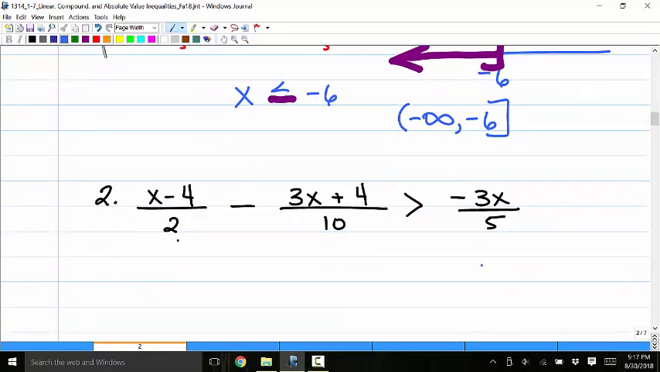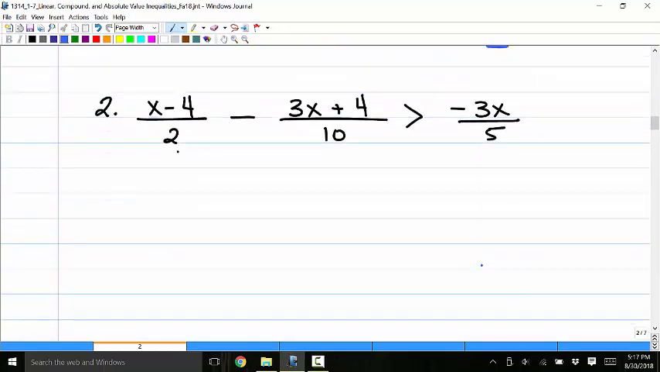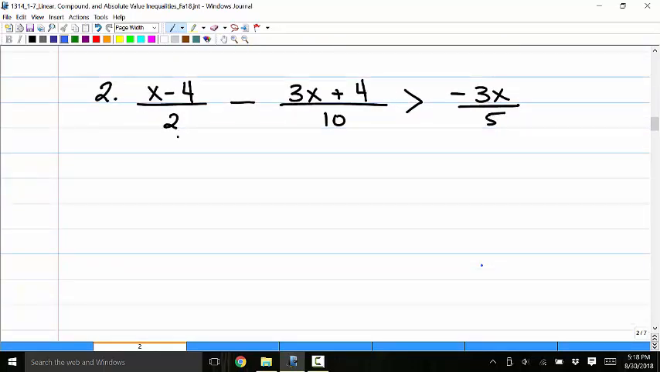Number 2. Number 2 has fractions in it. I want to get rid of those fractions. What is the LCD? What is the LCD between 2, 10, and 5? What number will all three of those numbers go into? And the answer is 10. So I need to multiply everything, every term, by 10.